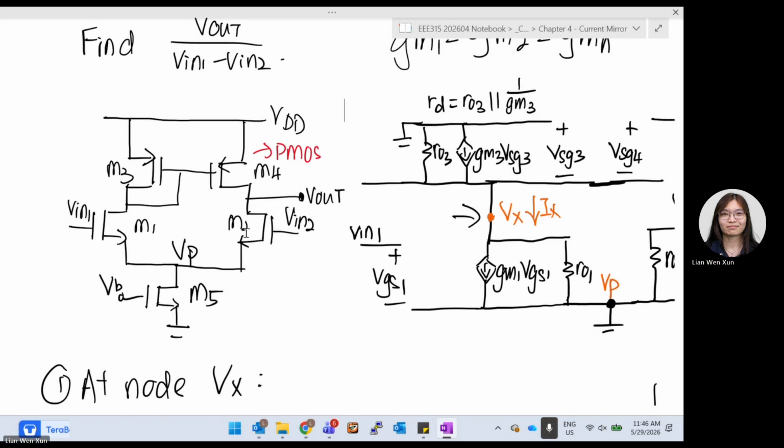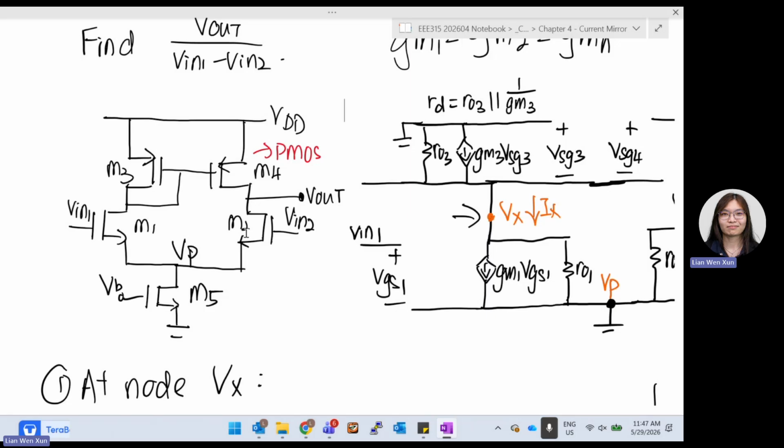So first, at Vx, we say that 0 minus Vx divided by RD is the current that flows down. It flows to where? It will flow to this part. So this part is very straightforward. It equals GM1 VGS1 plus Vx minus Vp divided by R naught 1. So that's your first equation already.